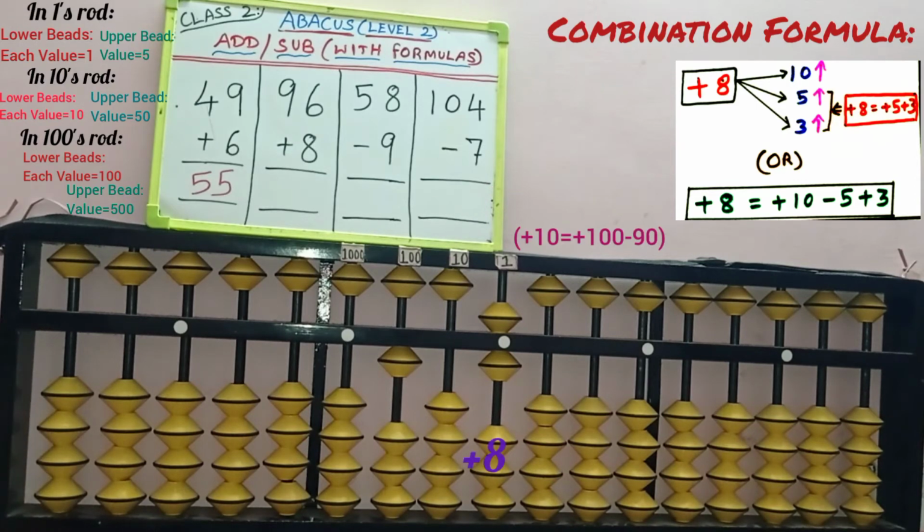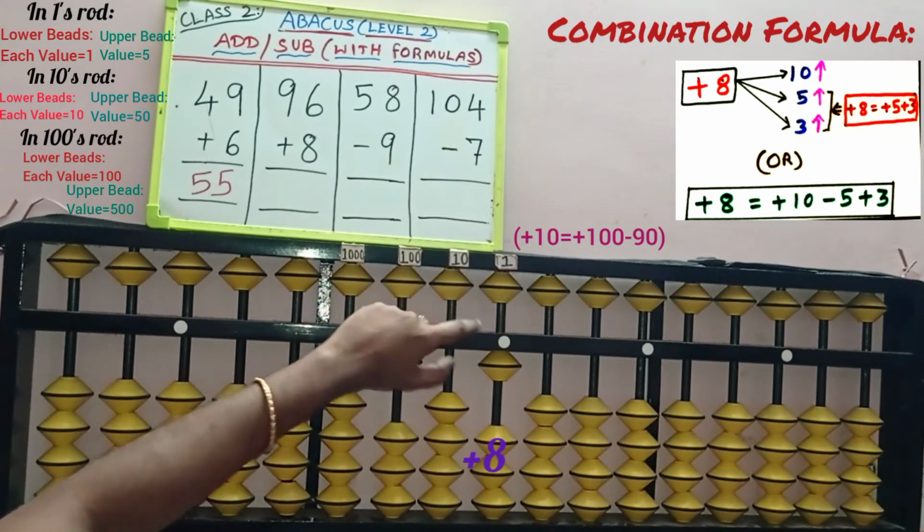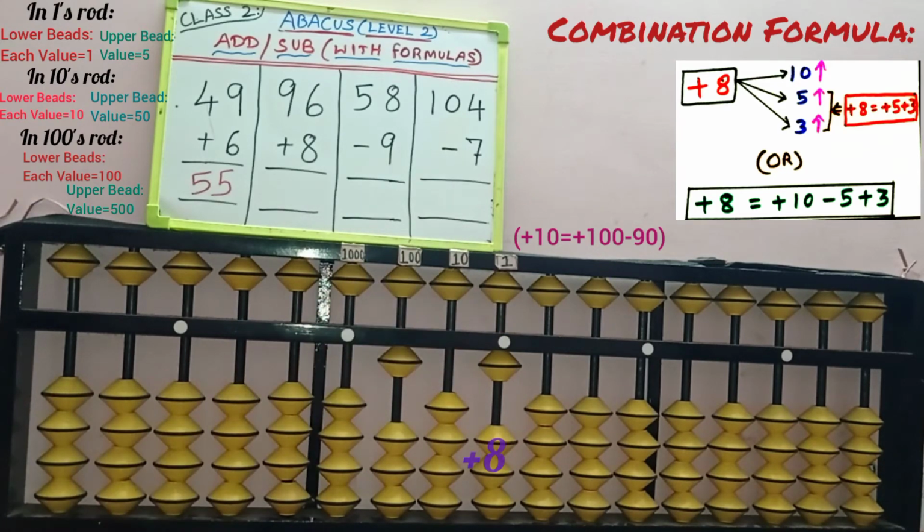Next 5 upward, which means in 1 star move 5 beads in the up direction. It means minus 5 completed. We are adding 8, right? So 5 plus 3 equals 8. Move the 3 beads in the up direction. So 10 up, 5 up, 3 up. So 8 is added in 1 star with the help of the combination formula.